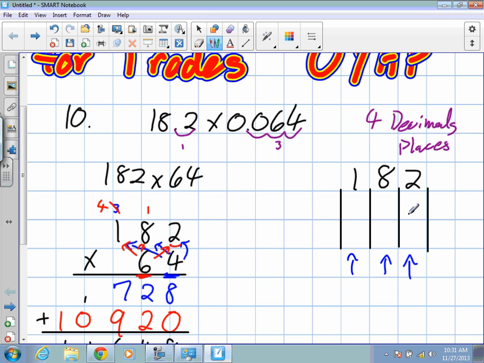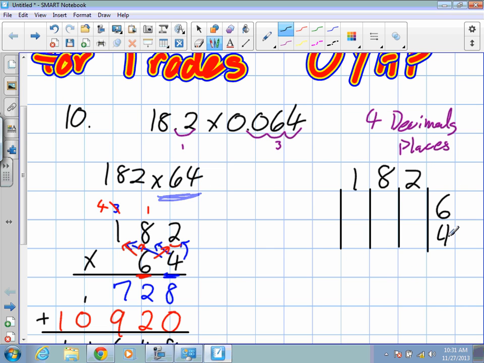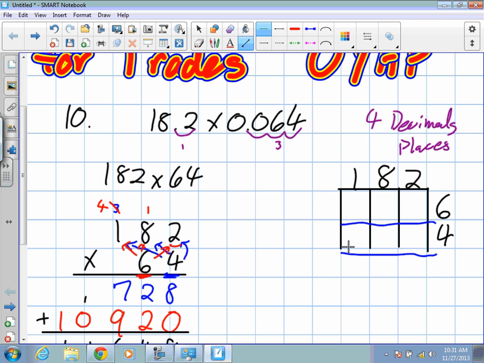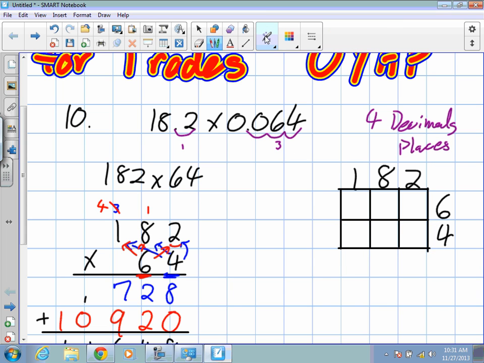I'm going to take the other number, 64, and make rows. So I'm going to write 6 and 4. Because there are 2 of them, we're going to make 2 rows throughout this question. So we're creating a box to help us organize our multiplication. And it depends how many numbers are involved. If this was a 4-digit number, we'd add another column. And if this was a 3-digit number, we'd add another row. And we just have a bigger box to work with.